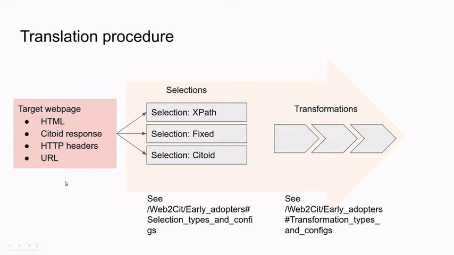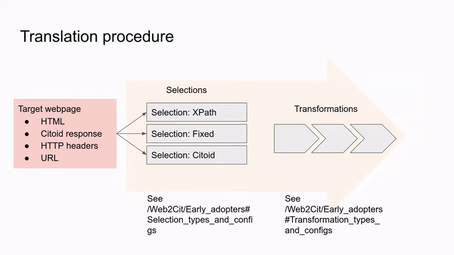We have this target web page, and a target web page not only has the web page HTML. Of course, we have the web page HTML, but we also have, for example, what Citoid would have said for that web page. We also have the Citoid response for that web page. We also have HTTP headers from the response. We also have the URL for that web page. And these things are not part of the HTML. So when we refer to a target web page, not only are we referring to the HTML of the web page, but also to what Citoid would have said for that, the HTTP headers, and the URL.